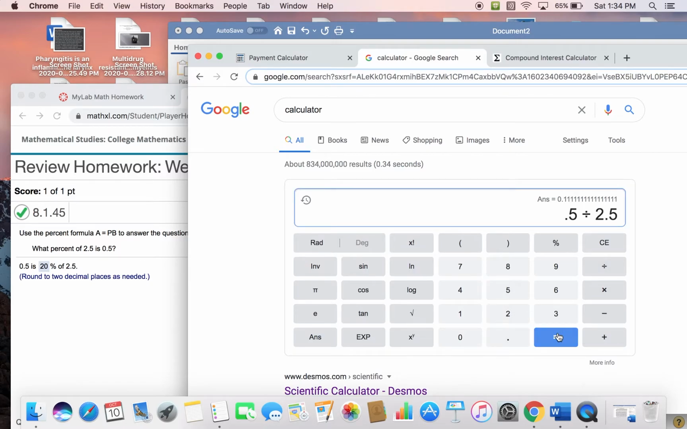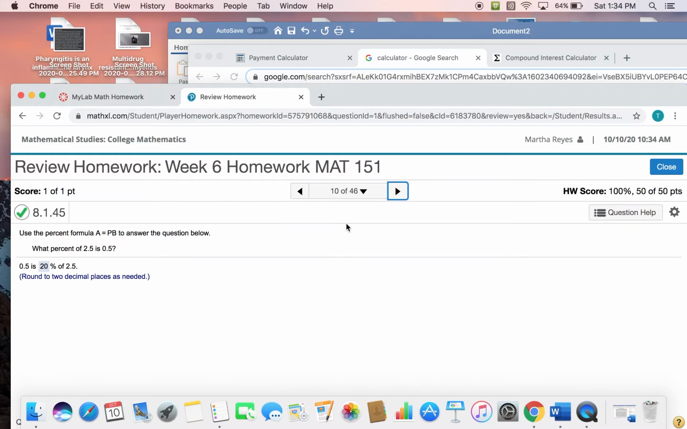You could write the fraction and then reduce to get 1 over 5. If you did it by hand, you would get 1 over 5. If you turn 0.5 into 5 and 2.5 into 25, 5 over 25 is 1 over 5. 0.2, we need to turn that into a percentage, so we move it 2 to the right to get 20%.